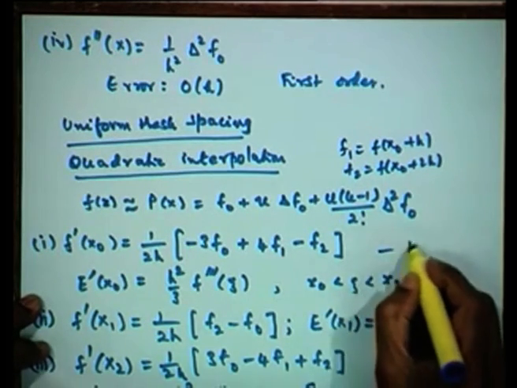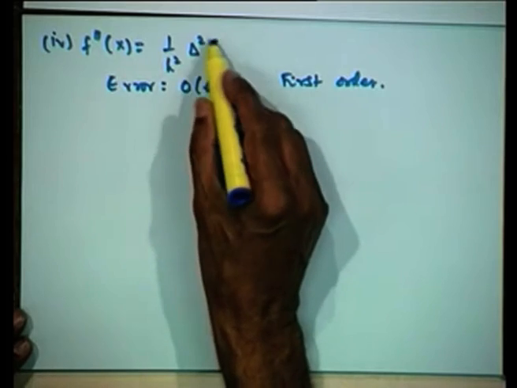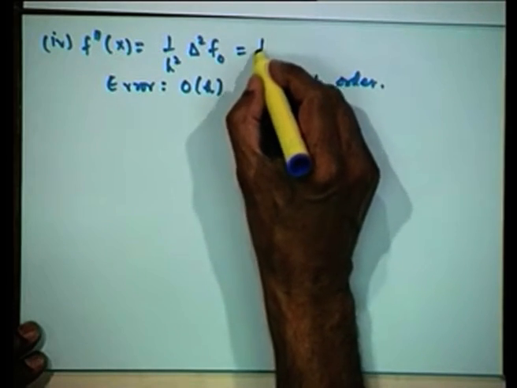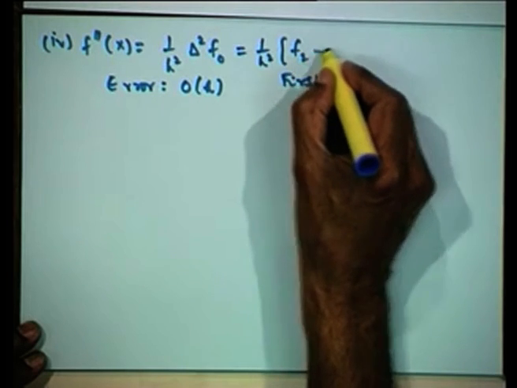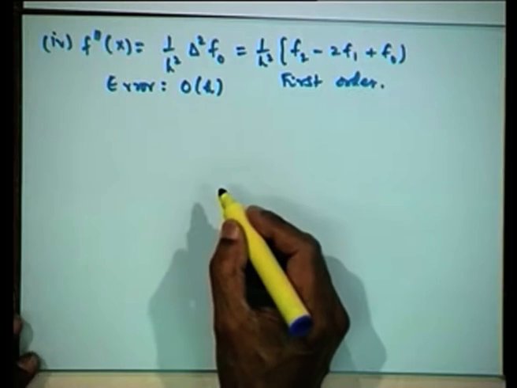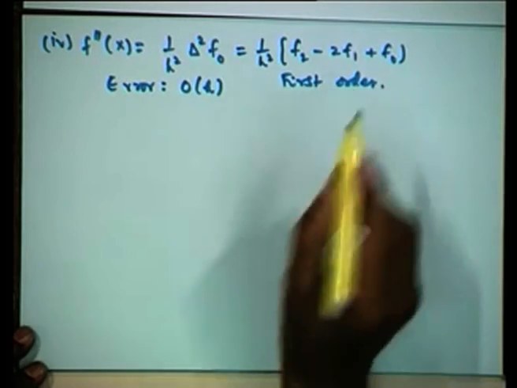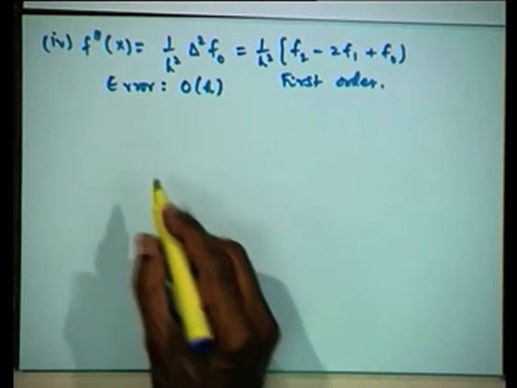So, let us just number it as 1, so that I can use this in an example. Now, here again I can open this up and write 1 upon h square times f2 minus 2 f1 plus f0. I can Taylor expand it and show that it is of the first order. So, let us take an example on this.